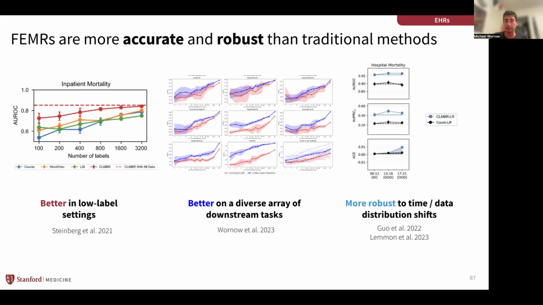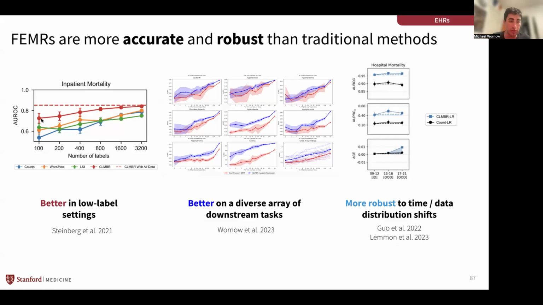So quickly walking from left to right, in this paper from one of my lab mates, Ethan Steinberg, a couple of years ago, they showed that these FEMRs are not only more accurate, but also more data efficient, right? So that gets back to the first two benefits I talked about earlier on from our survey paper: better predictive performance and less labeled data.